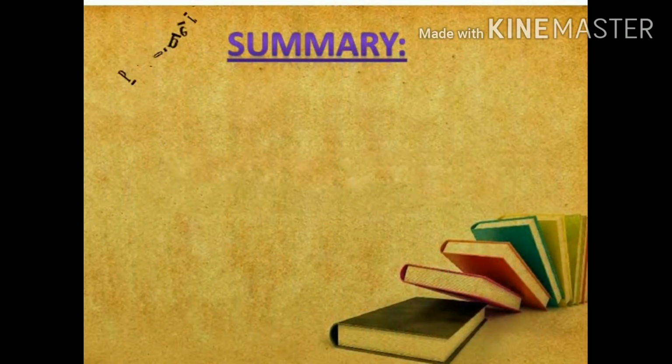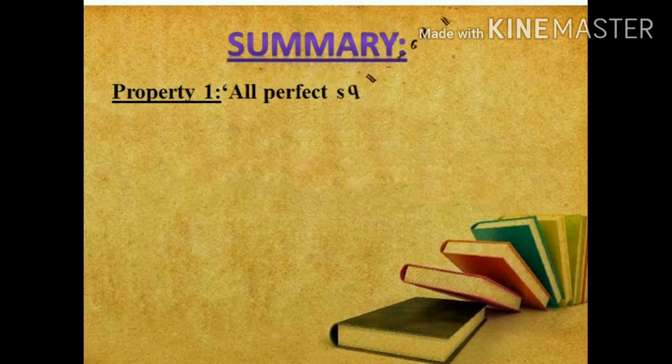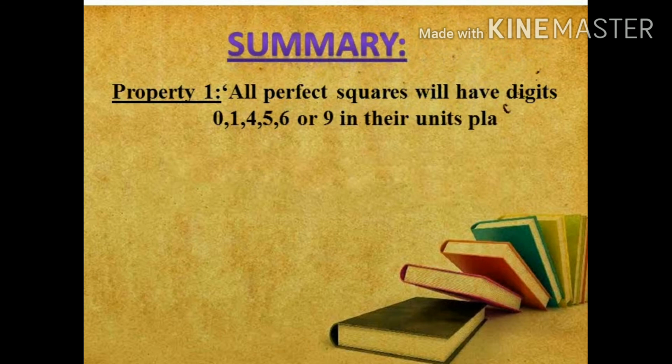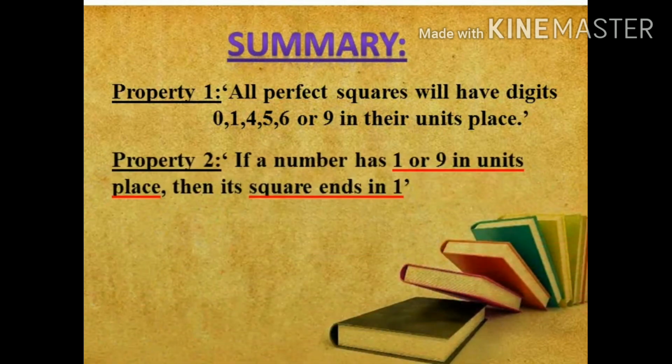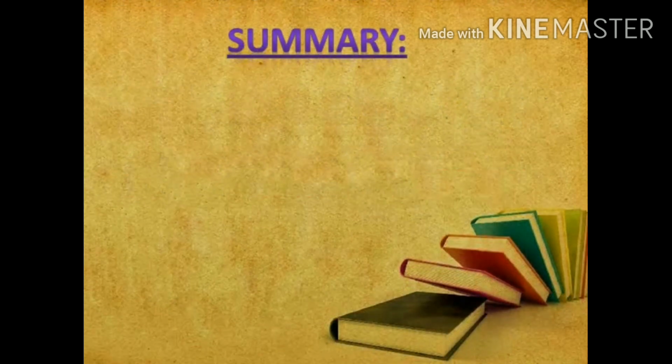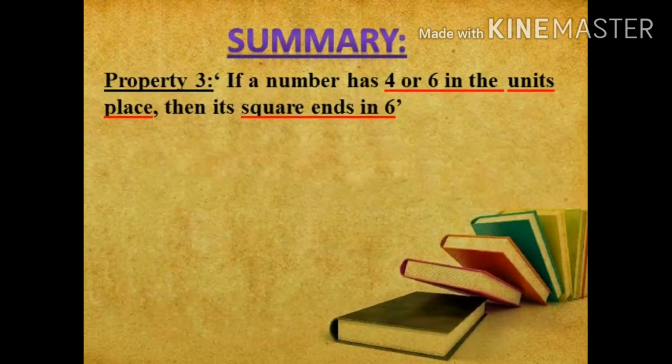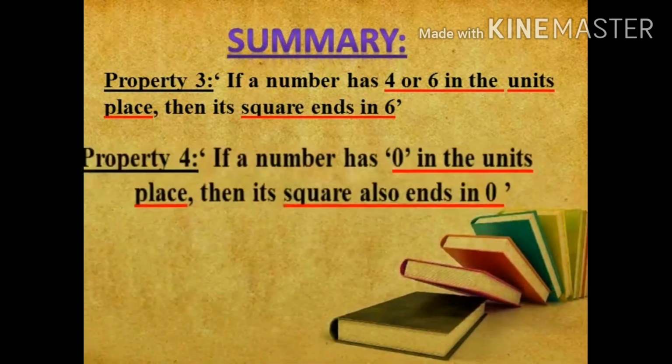Let's summarize. We have learned different properties of squares. Property 1. All perfect squares will have digits 0, 1, 4, 5, 6 or 9 in their units place. Property 2. If a number has 1 or 9 in its unit place, then its square ends in 1. Property 3. If a number has 4 or 6 in its units place, then its square ends in 6.